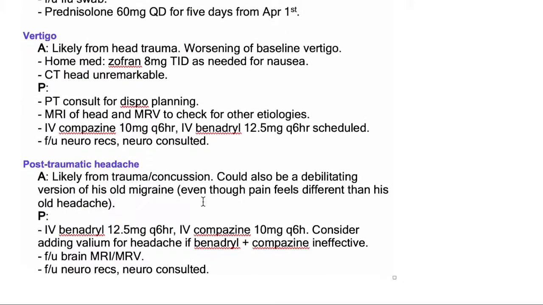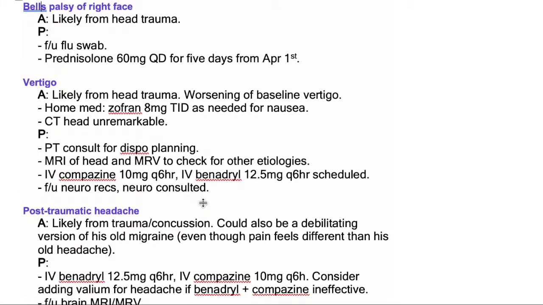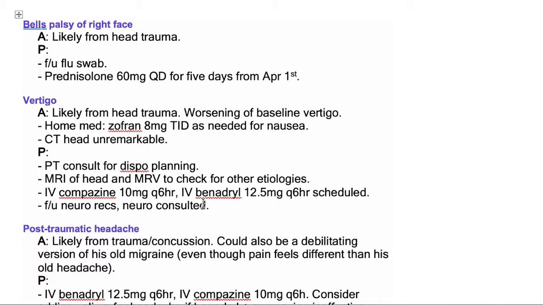So usually this is the depth I go in terms of my assessment and plan. Again, different people have different styles, so don't feel that the way I do it is right and the way other people do it is wrong. Just try to adapt a style that you find helpful.